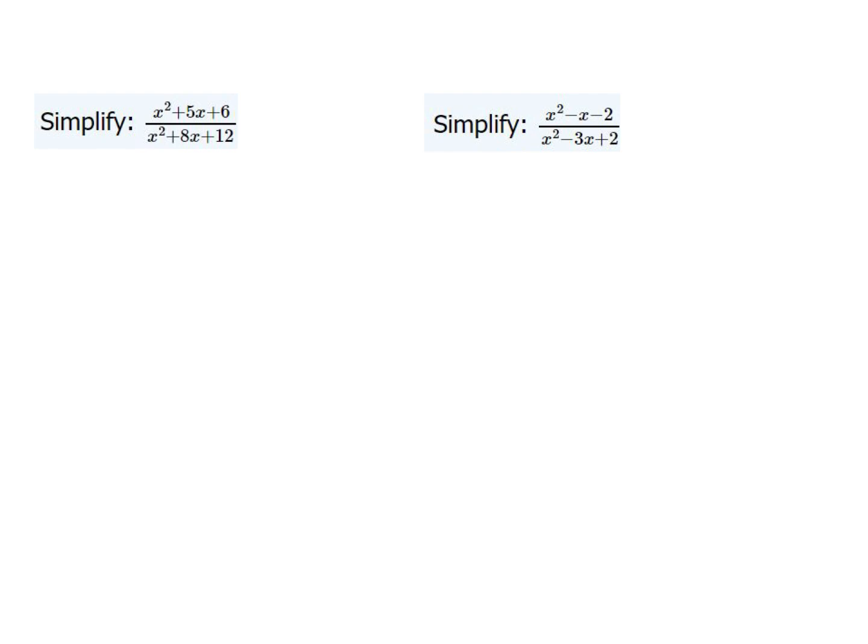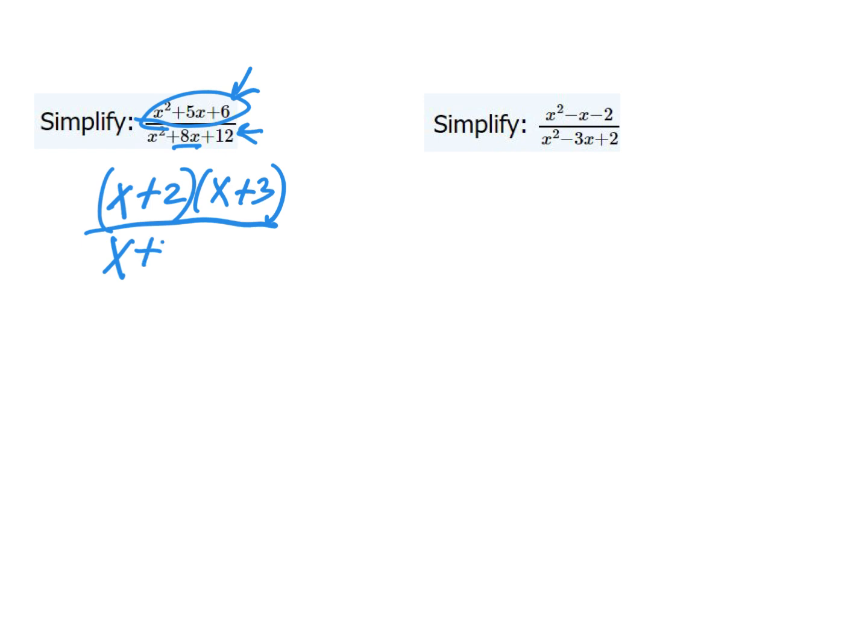We will see that we can simplify using the procedure that we just did, and that any types of factoring that we have done in the past are fair game for this. So if we look at our polynomial here, we have a quadratic polynomial. We're looking for two numbers that multiply to 6, that add to 5, that are 2 and 3. In our denominator, looking for two numbers that multiply to 12, that add to 8, that is going to be 2 and 6.